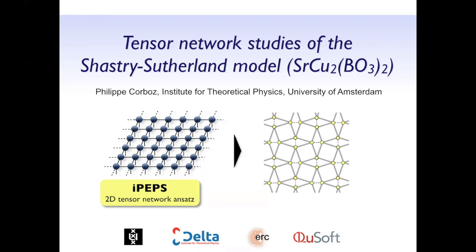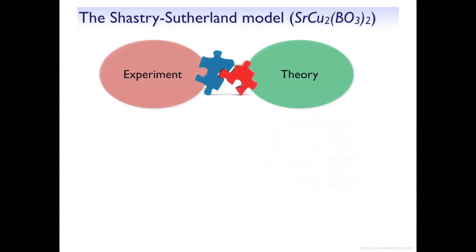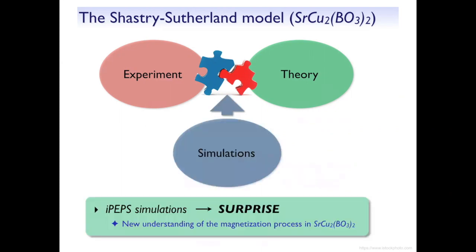And the Shastry-Sutherland model is a particularly nice example where iPEPS really helped to gain many new insights over the past few years. So in particular, it's a system where for many years there has been a mismatch between experiments and theory regarding the structure of magnetization plateaus that appear in the system in a finite magnetic field. And iPEPS was really useful in solving this discrepancy.